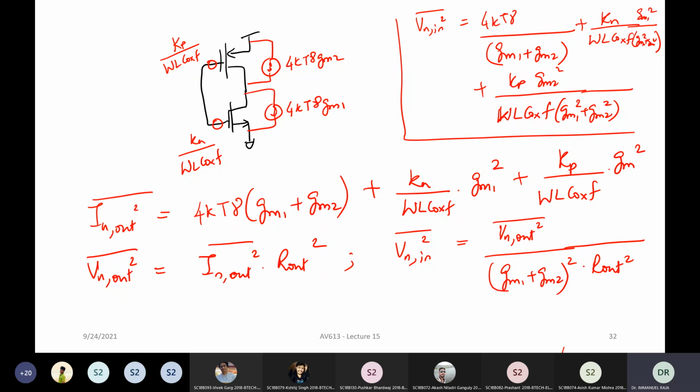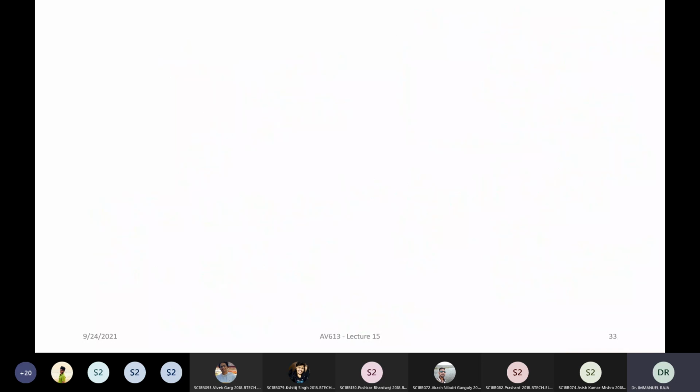This is what is called a common source with an active load. Now, one problem is that it is quite sensitive to supply noise. Okay, so we will see that a little later. Now let us move to the last variant of common source.